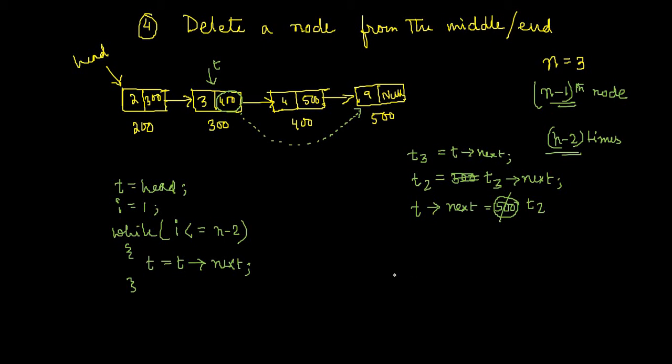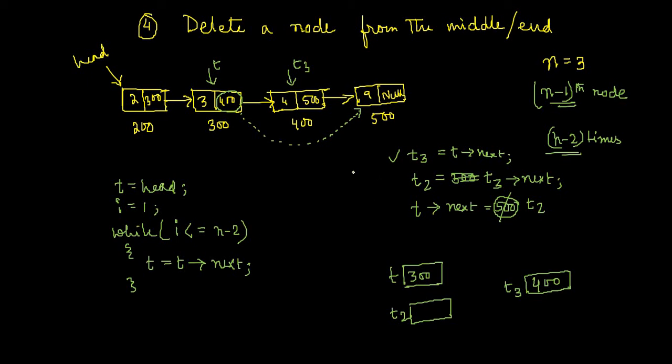T3 equal to T next means, let's see, content of T, content of T2, and content of T3. Let's discuss in this way. I think then it will be much more clear. So right now T is pointing to this node, that means content of T is 300. And there is nothing in T2 and T3. So when this statement executes, T3 equal to T next means 400. So T3 now will contain 400. That means now T3 is pointing to this node.